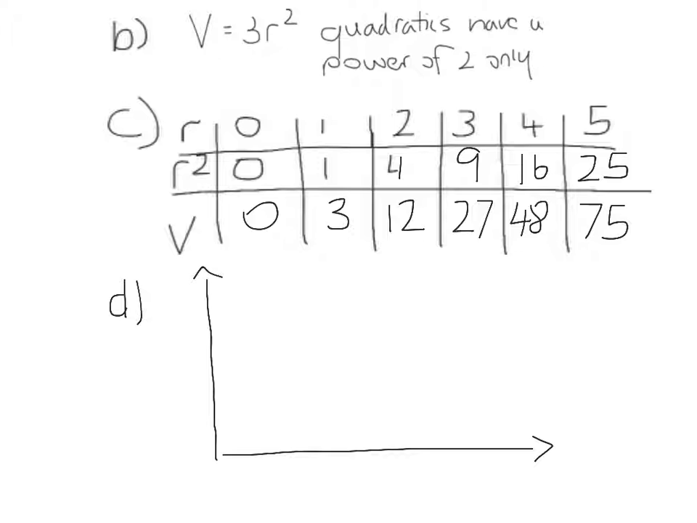Part D asks us to plot a graph of the relationship. On graph paper would be much better, and we know that radius is on the horizontal and the volume depends on the radius. So we'll start at 0, 0, then we've got 1, 3, 4, 12, 9, 27, etc., and it'll make a nice curve, hopefully.